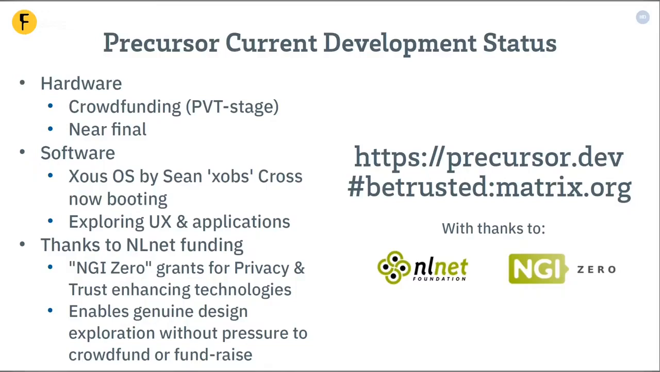We also have a software stack that's in progress. So we're designing our own OS. It's Rust-based, and it's called Zeus. It's by a guy named Sean Zobs-Cross. It's now booting. We've got message passing working and logging, all these sorts of things. And we're now trying to push it up into the level where it's useful for UX and applications.